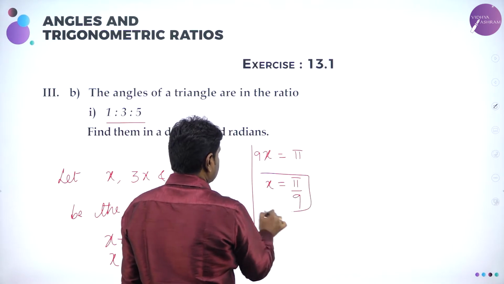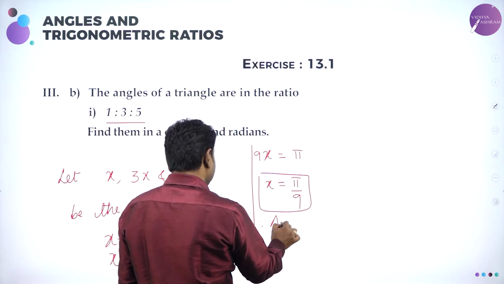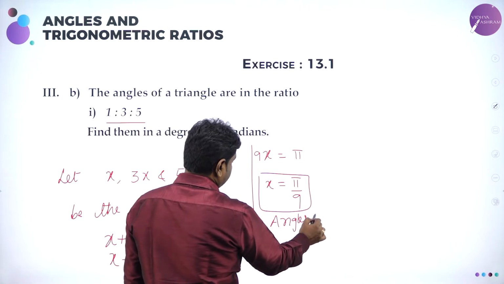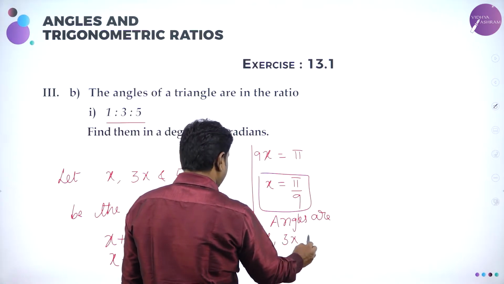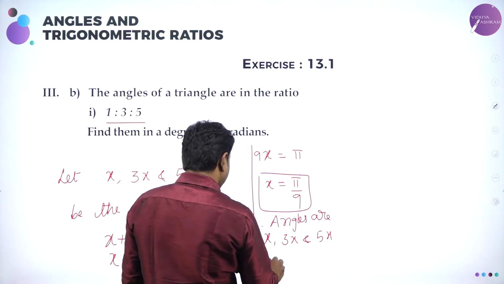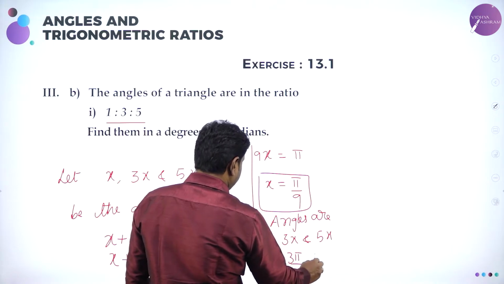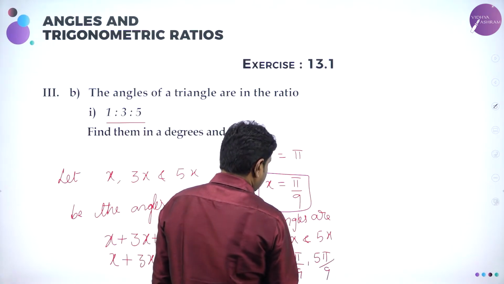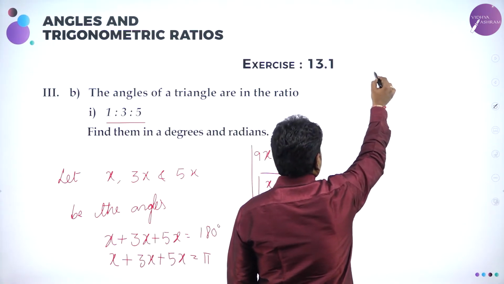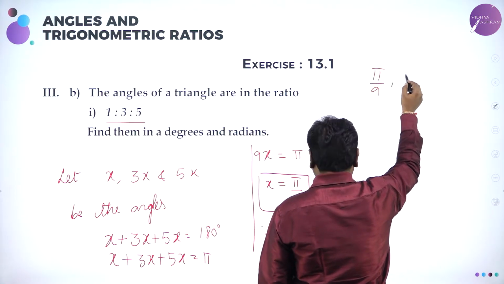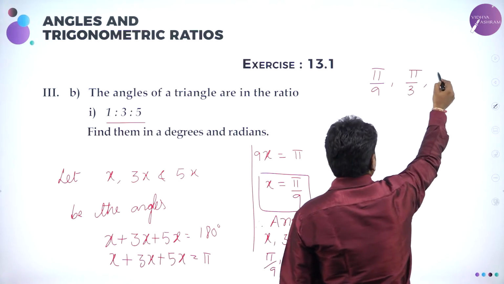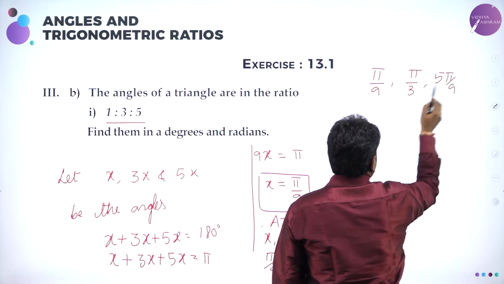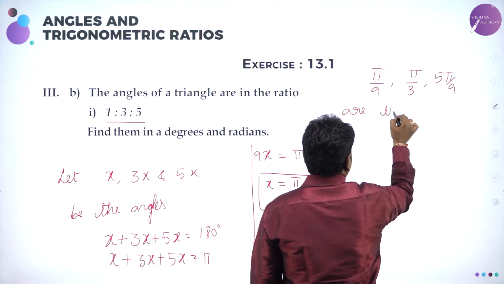So you got x. Therefore the angles in radians are x, 3x and 5x, that is pi by 9, 3 pi by 9, 5 pi by 9. Pi by 9, let it be. 3 pi by 9 is divisible: 3 ones are 3, 3 threes are 9, so pi by 3. And 5 pi by 9 we cannot simplify. These are the angles in radians.